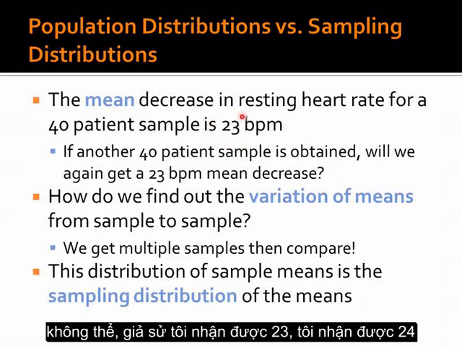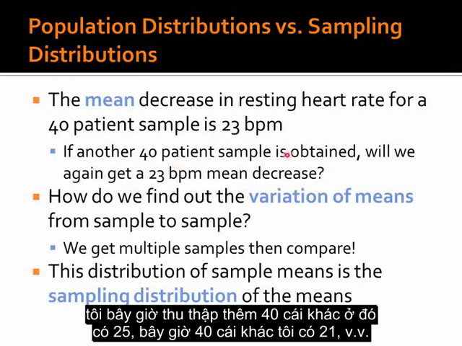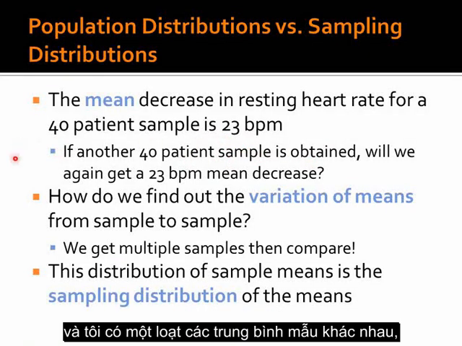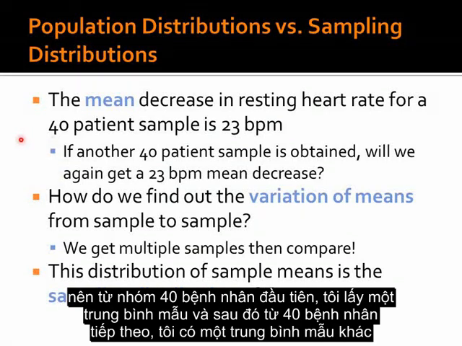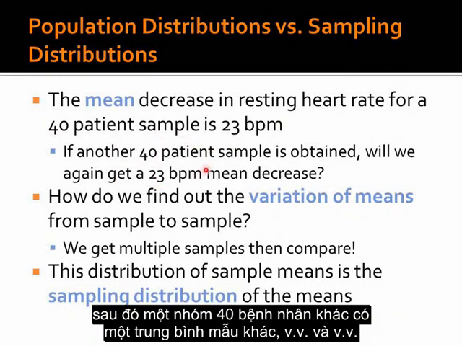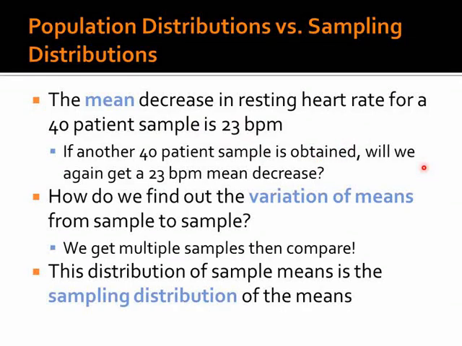So let's say I got 23, then I got 24, then I collected another 40, I got 25, I collected another 40, I got 21, and so on and so forth. And I got a whole bunch of different sample means. So from the first group of 40 patients, I got one sample mean, and then from the next group of 40 patients, I got another sample mean, and then another group of 40 patients, I got yet another sample mean, and so on and so forth.